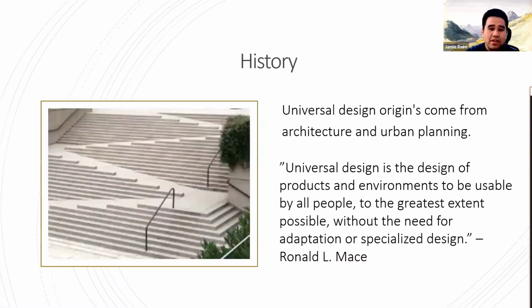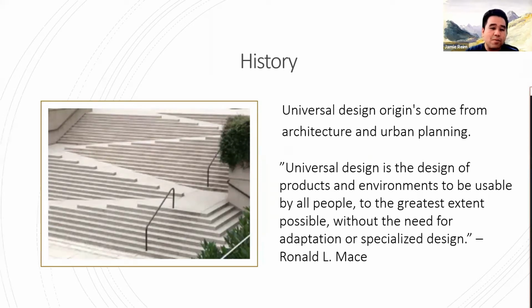A little brief history of universal design. It actually stems from architecture and urban planning. It's part of a movement that started in building architecture and thinking of the widest range of users, to include disabilities that may need accessibility in and around the facilities and the structures.